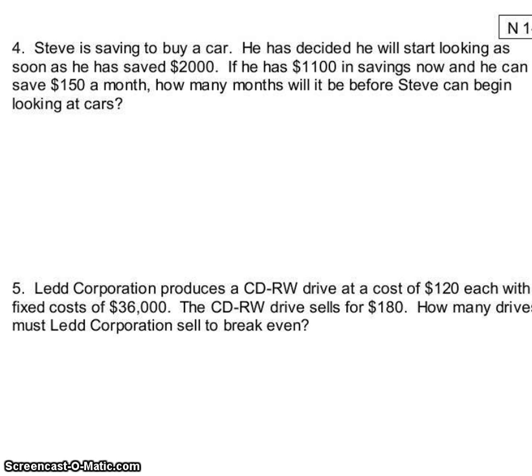Steve is saving to buy a car. He has decided he will start looking as soon as he has saved $2,000. If he has $1,100 in savings now and he can save $150 a month, how many months will it be before Steve can begin looking at cars? Okay, let's talk about it. He doesn't want to begin looking at cars till he's at $2,000. He's at $1,100 right now, and he's going to save an additional $150 per month. So does everybody see that's how you would set up that equation? So at this point, I simply have to solve it.